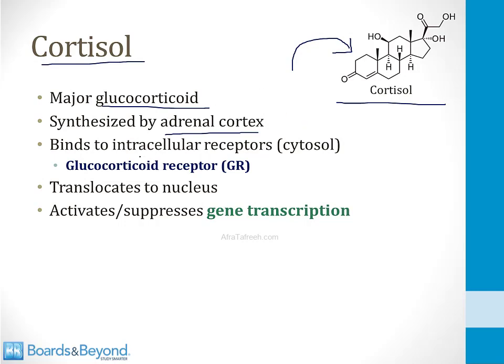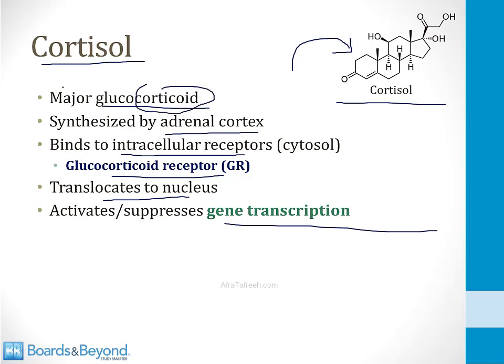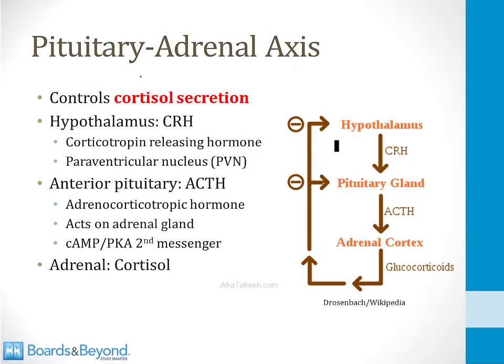Once it gets inside, it binds to an intracellular receptor in the cytosol called the glucocorticoid receptor. Once it's bound to this receptor, it will translocate to the nucleus, and then it will activate or suppress gene transcription, and that's how it exerts its effect, by modifying the transcription of genes. And as I told you before, hormones that were discovered coming from the adrenal cortex were named corticoids, and this one is called a glucocorticoid because one of its many effects is that it will raise the level of glucose in the plasma.